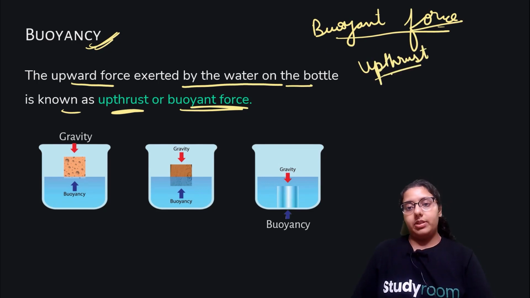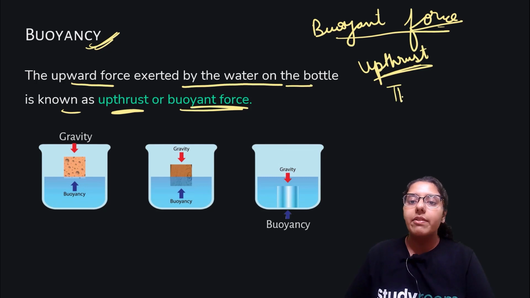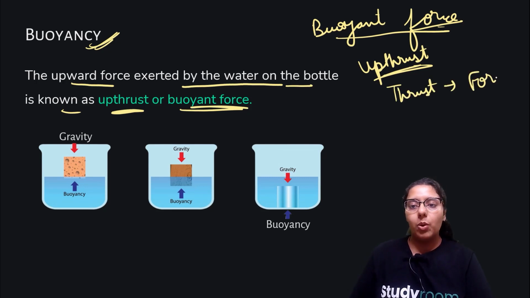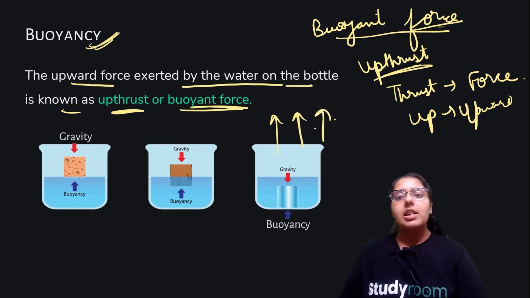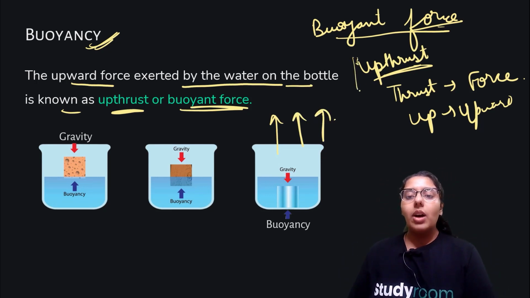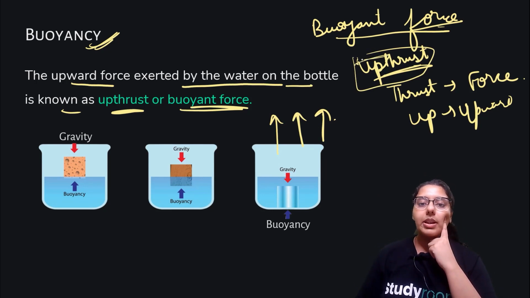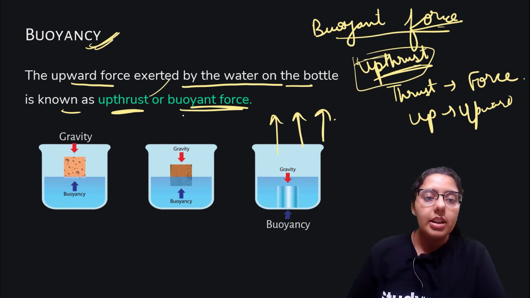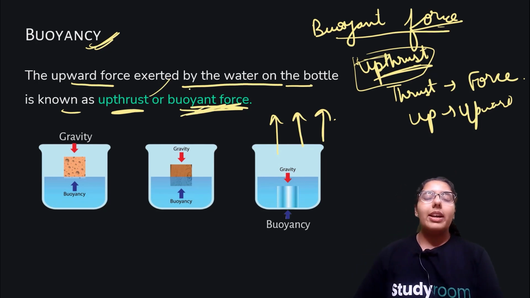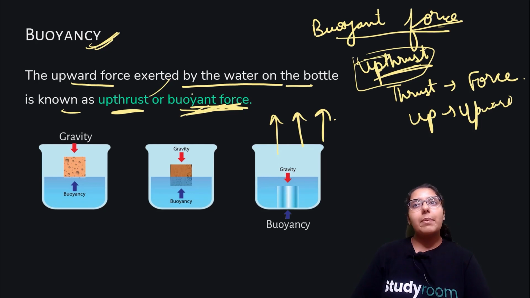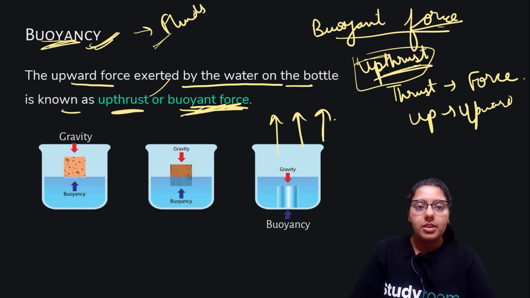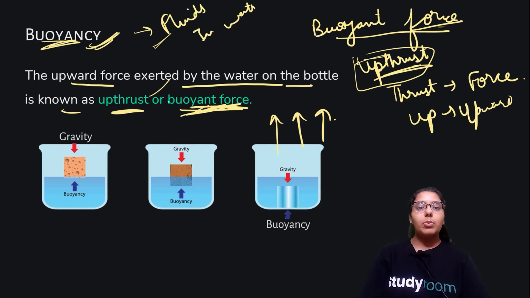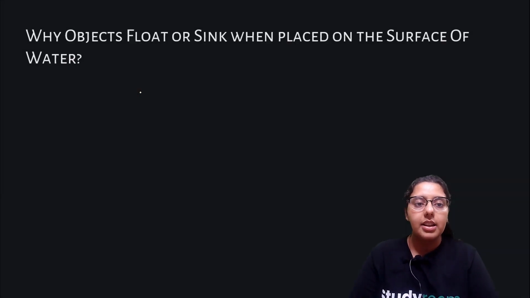Why do we give this name to this force? Because we know that thrust is a kind of force and up means upwards, right? And we know that buoyant force always acts in the upward direction, right? So of course, this is a logical name. That is your upthrust, correct? Upthrust or buoyant force. Can you give one example in which this force is acting? Yes, I can give, right? In fluids, in water, buoyancy is acting, buoyant force is acting, upthrust is acting, correct?